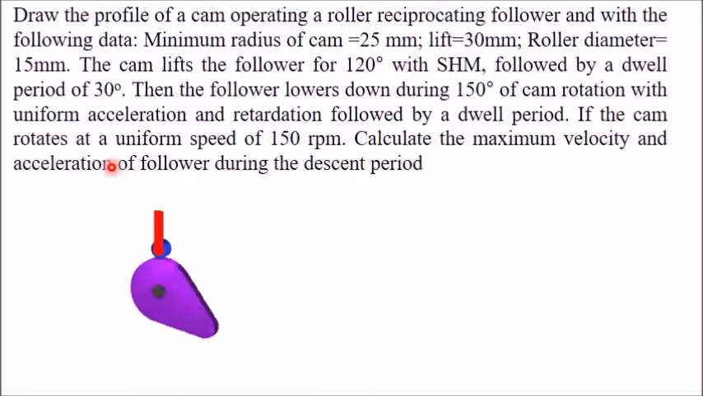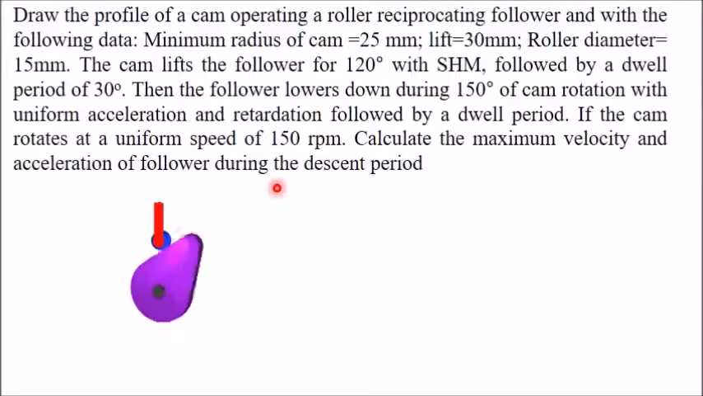If the cam rotates at a uniform speed of 150 rpm, calculate the maximum velocity and acceleration of the follower during the descent period. That means if the cam is rotating at 150 rpm, then we have to determine the maximum velocity and acceleration during the descent period only.